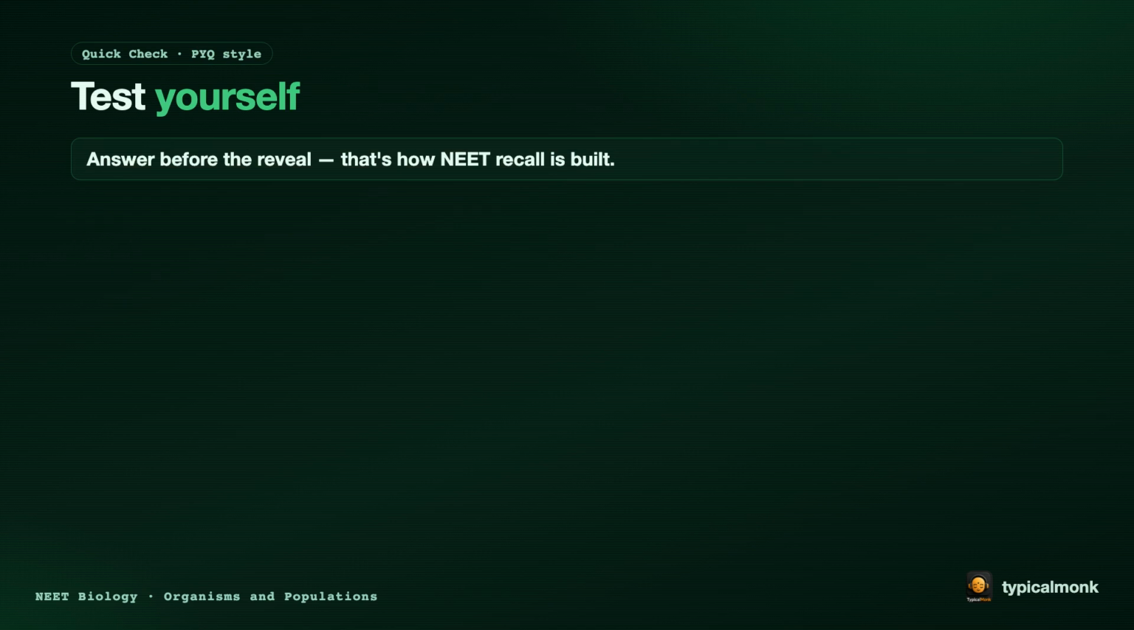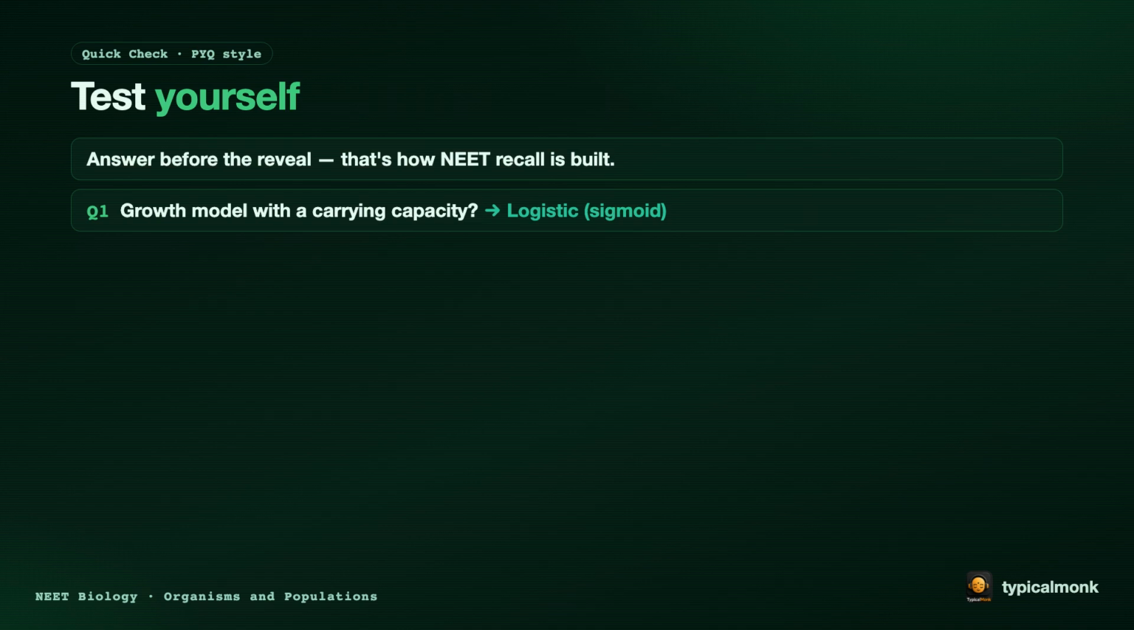Now test yourself. Answer each one in your head before it appears. Answer first. That is how you build strong NEET recall. Question 1. Which growth model has a carrying capacity? The answer, logistic, that is sigmoid. Question 2. What does r stand for? The intrinsic rate of natural increase.